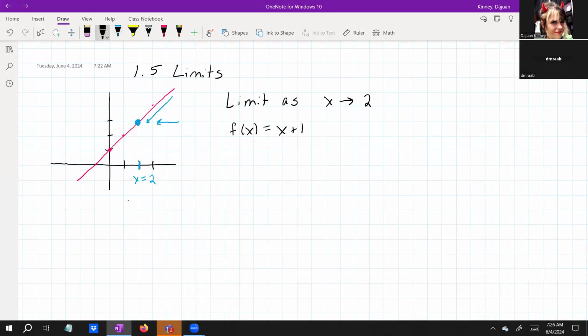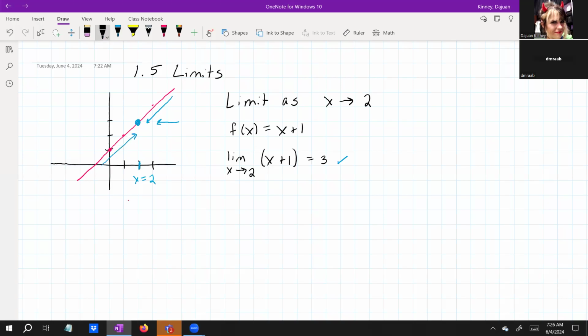Let me rewrite this. Limit as x approaches 2, and my function is x plus 1. You can put it in parentheses or not. So from the right side, it looks like it's moving towards 3. And if we look at it from the left side as well, we're also moving towards 3. So we can say our limit is 3.